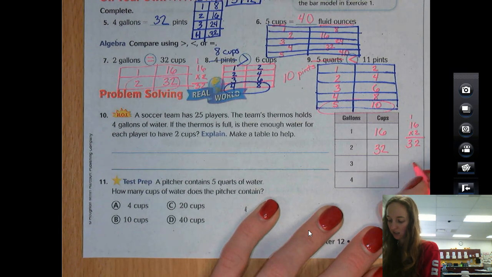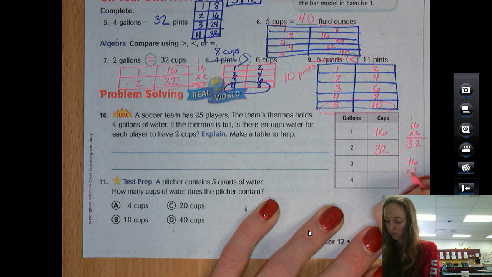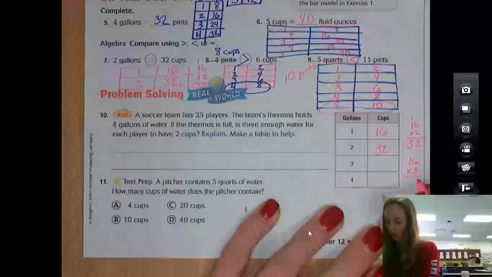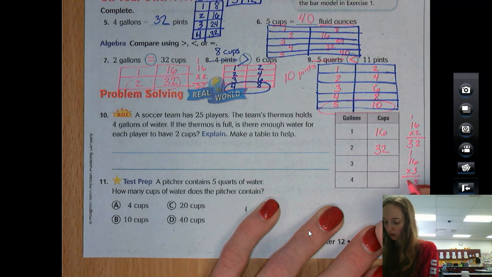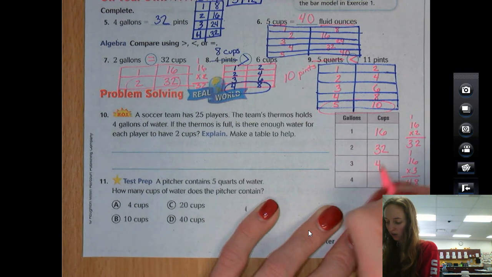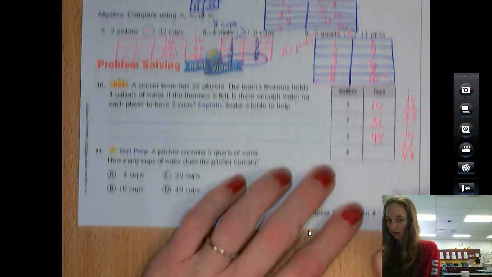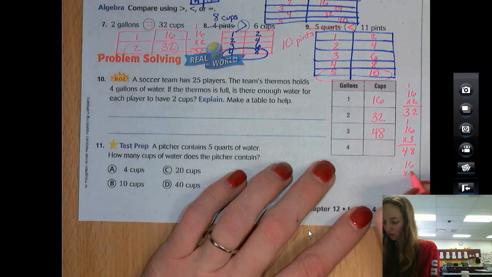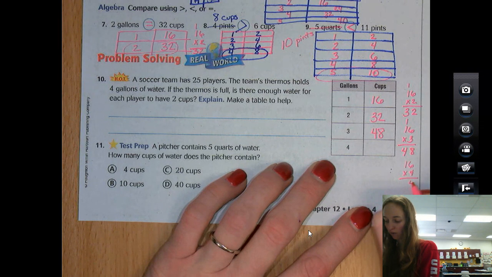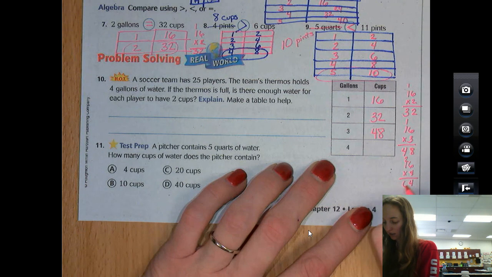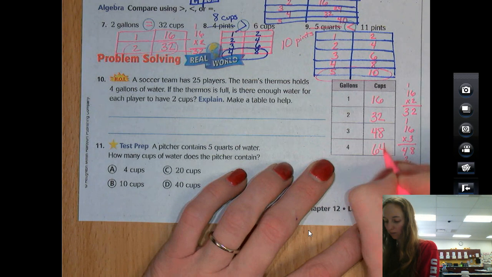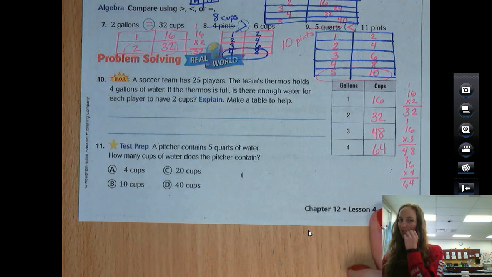What's 16 times 3? 6 times 3 is 18. 3 times 1 is 3, plus 1 more is 4. This will be 48. Okay, 16 times 4. 6 times 4 is 24. 4 stays, 2 goes up. 4 times 1 is 4, plus 2 more is 6. 64. Okay, so my table is done.